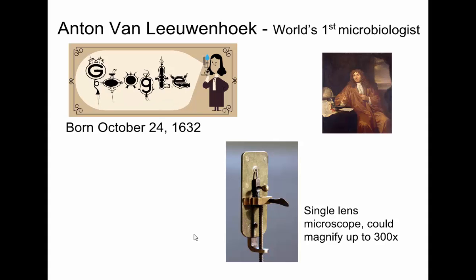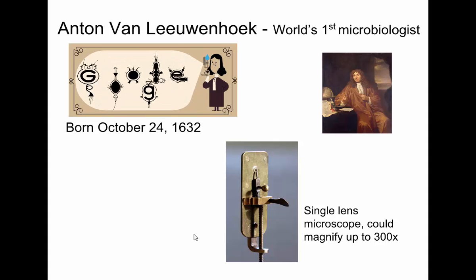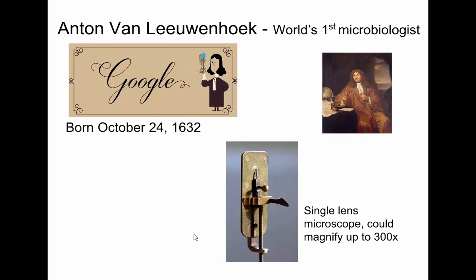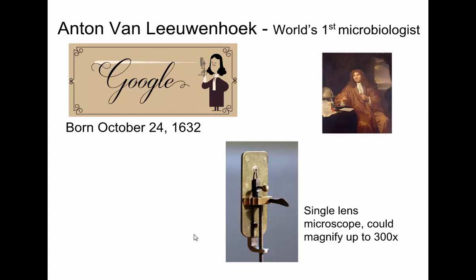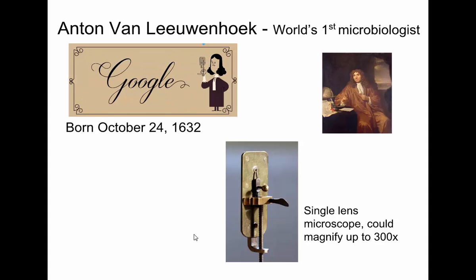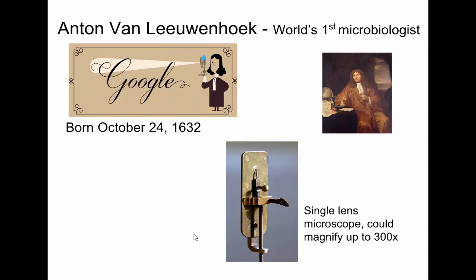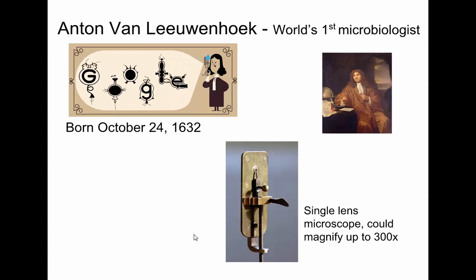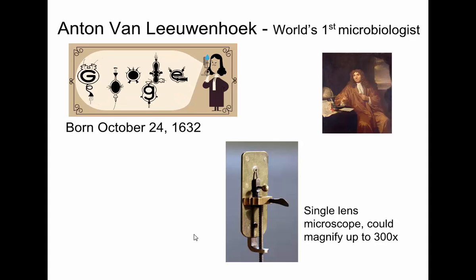Today is Anton Van Leeuwenhoek's birthday. October 24th, 1632 is when he was born. And last year on his birthday, you know how Google changes the Google logo? Last year, on this day, Google made Anton Van Leeuwenhoek the Google Doodle. And here you see him. This is one of his microscopes. So that was kind of neat.